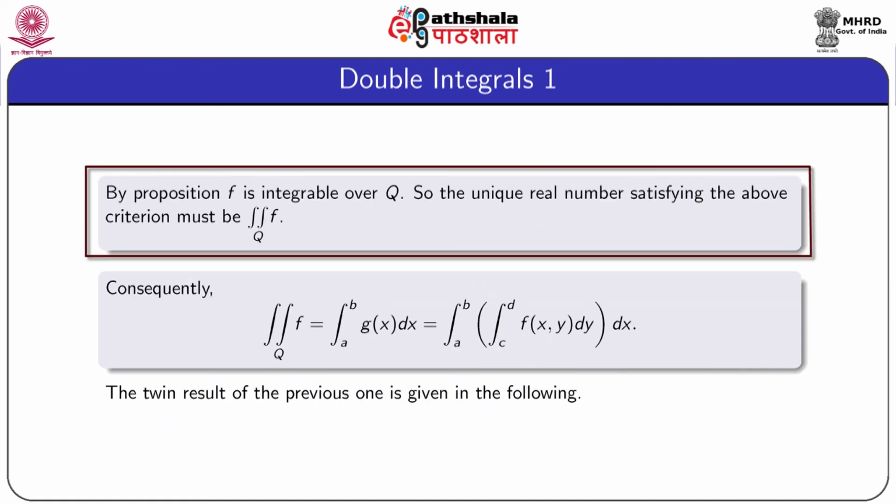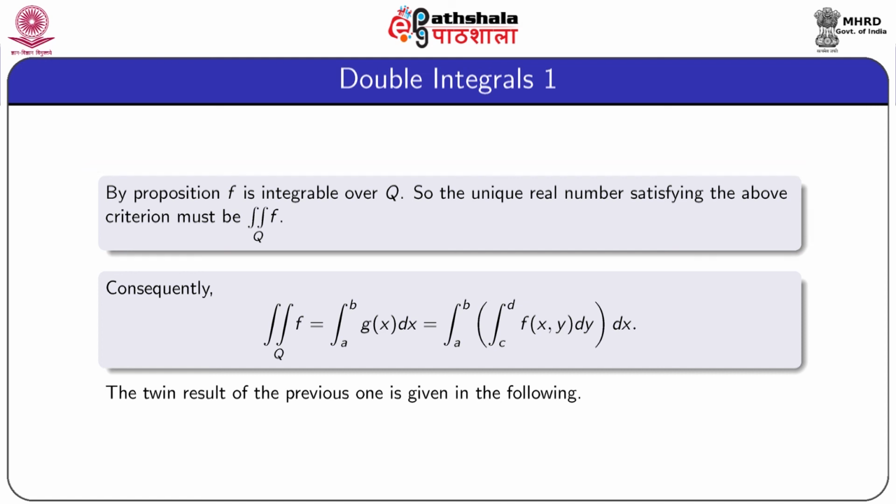By proposition, f is integrable over Q. So, the unique real number satisfying the above criterion must be integral of f over Q. Consequently, integral of f over Q equals integral a to b g(x) dx equal to integral a to b integral c to d f(x,y) dy dx.